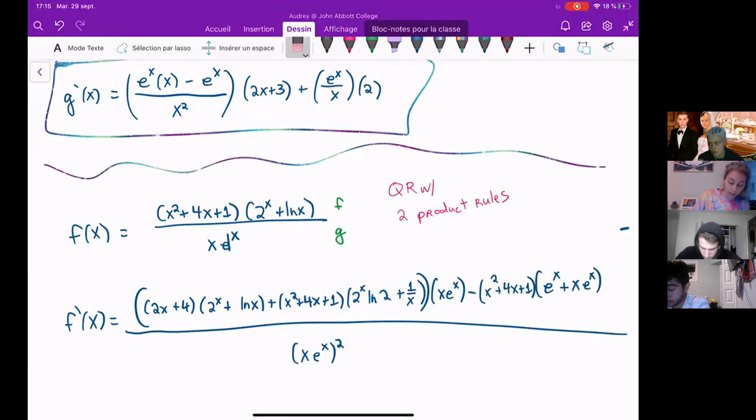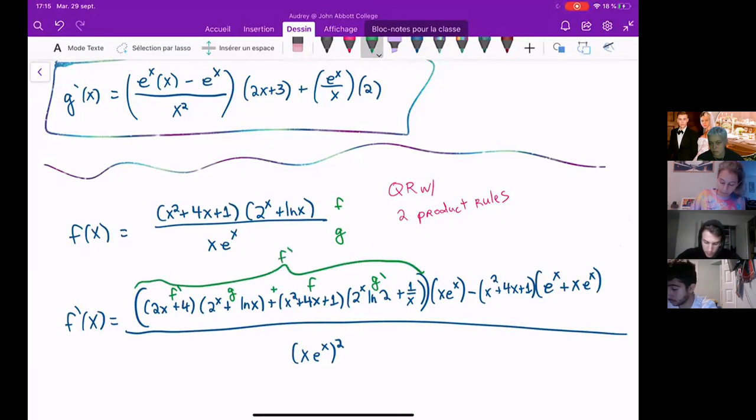So notice, I know I'm your teacher, but I was able to do that just by looking at it, by writing down the answer. So I want it to be clear, this is f prime g plus f g prime, and that is my other f prime. And that's your answer. So we are going to be done for today.